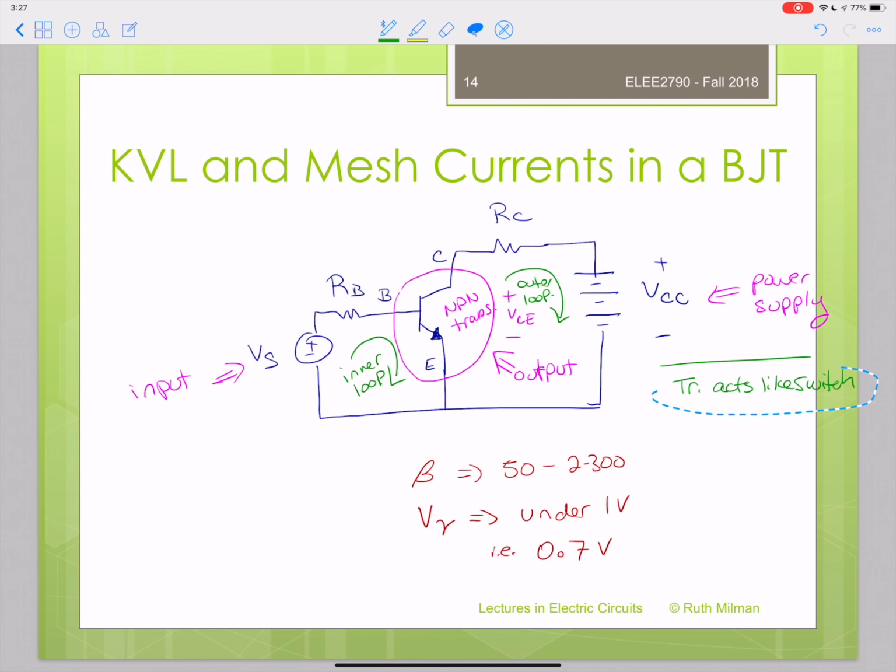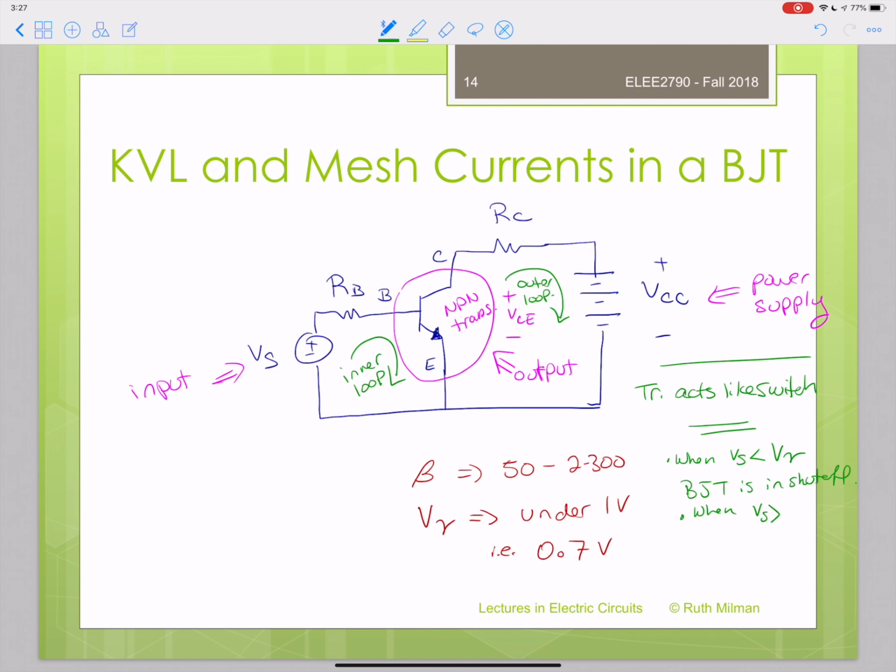So the transistor acts like a switch, and that's the purpose of using a transistor: they are switches. How does it act like a switch? Well, it has the following characteristics. When the source voltage is less than V alpha, the bipolar junction transistor is in shutoff mode. When the source voltage is greater than V alpha, the bipolar junction transistor is in active mode.